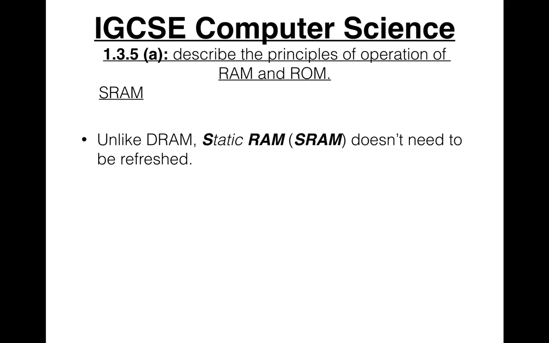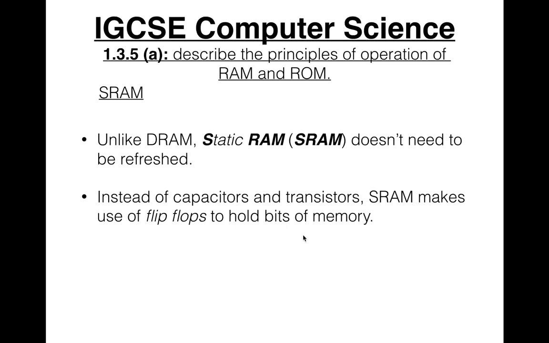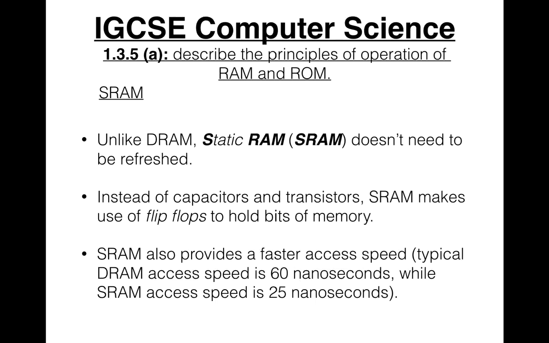Static RAM is a bit different. Unlike dynamic RAM, static RAM doesn't need to be refreshed. Instead of capacitors and transistors, static RAM makes use of flip-flops to hold bits of memory. And static RAM also provides faster access speed. So typical DRAM access speed is 60 nanoseconds. It's pretty fast, actually. While the SRAM access speed is 25 nanoseconds, even faster.